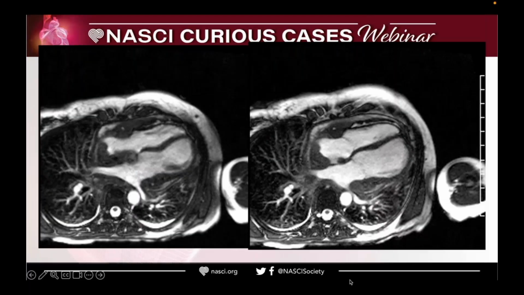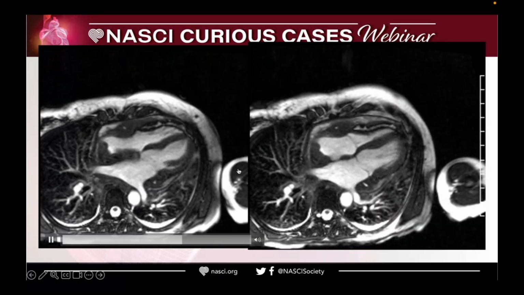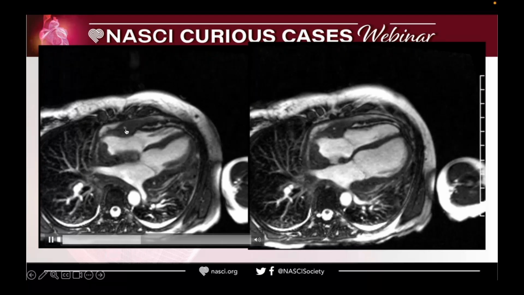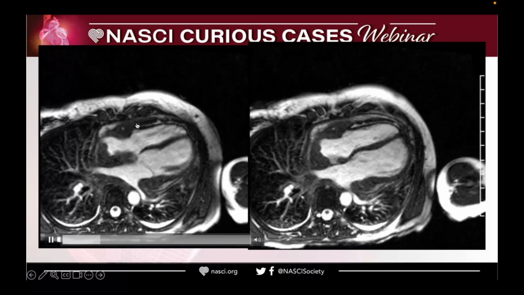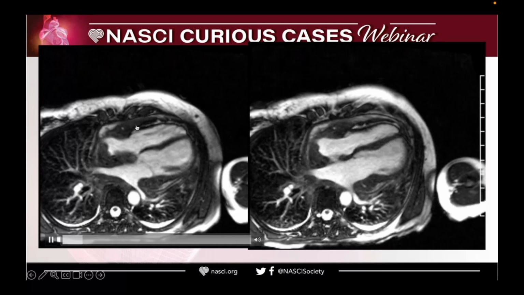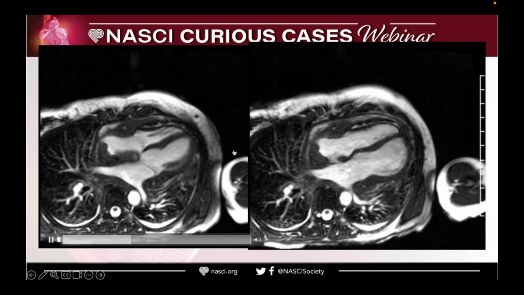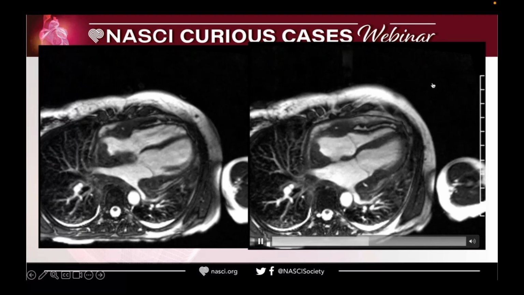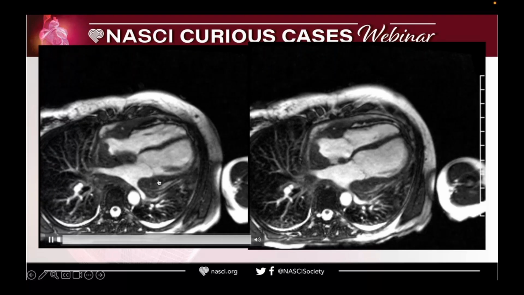This is the 4-chamber steady state free precession images. It shows the soft tissue thickening surrounding the right coronary and AV groove, extending anteriorly to the RV free wall, and there is soft tissue thickening of the atrial wall, maybe sparing the foramen ovale a little bit. But also, you can see some soft tissue thickening surrounding the left circumflex.